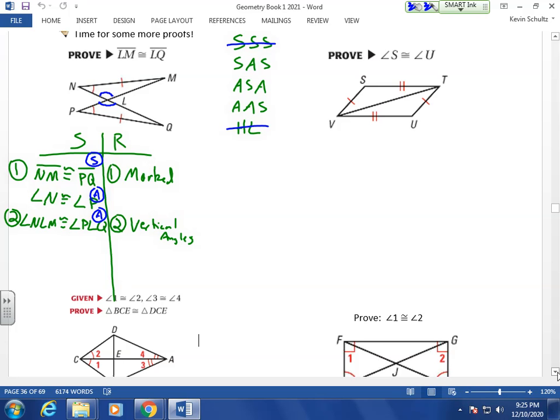Now there's no side-angle theorem, right? So I have to take a look at which one I'm going to use here. I've got two angles. I've got one side. Is that side in between my congruent angles? Is that side included? No. So I'm going to be using angle-angle-side here. So step 3, I can say that triangle NML is congruent to triangle PQL because of angle-angle-side.